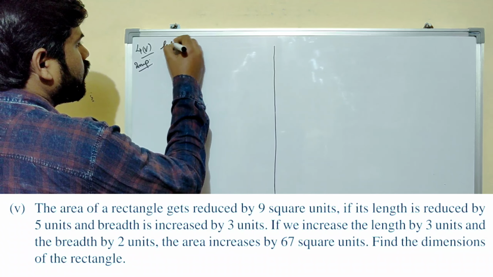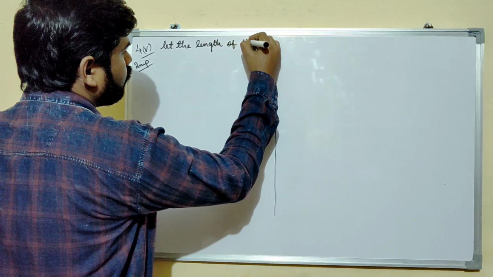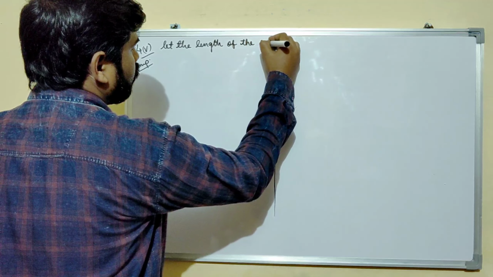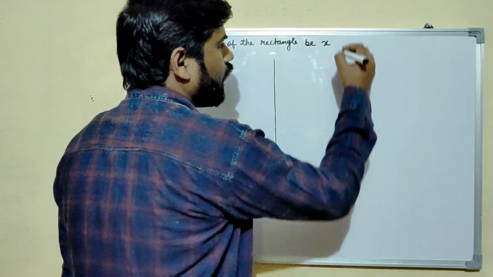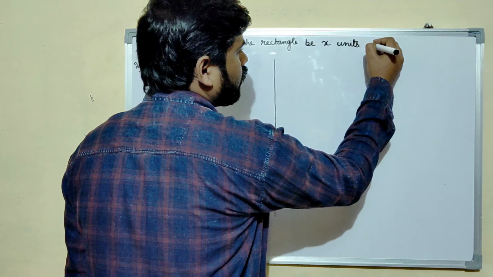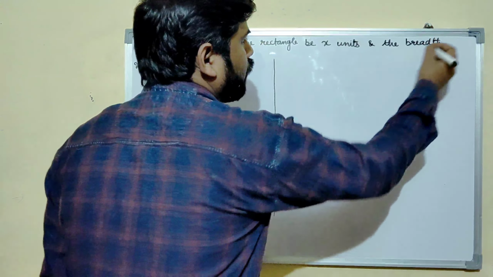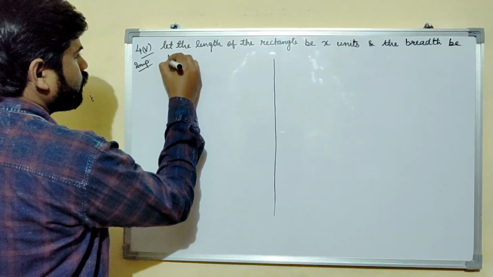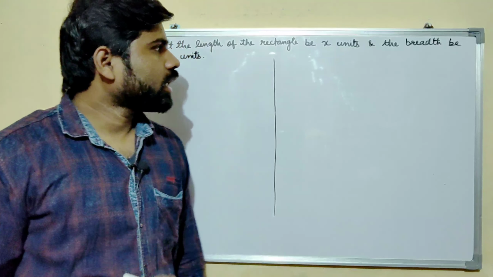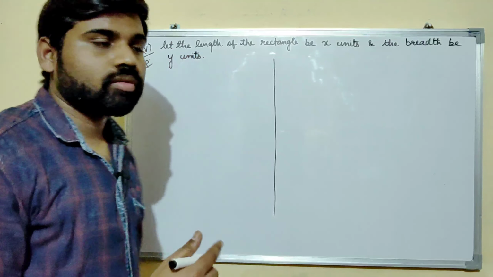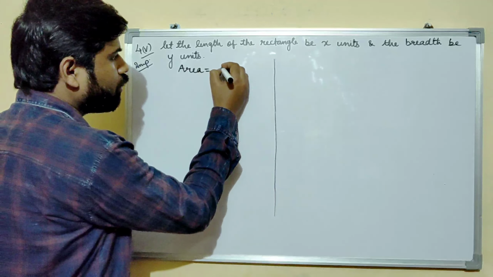So let the length of the rectangle be x units, and the breadth be y units. We have assumed that the length is x units and the breadth is y units. Now what will be the area according to our assumption? Area will be length into breadth, right? It will be xy.